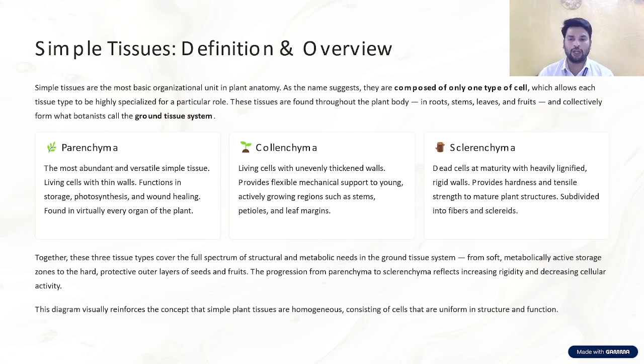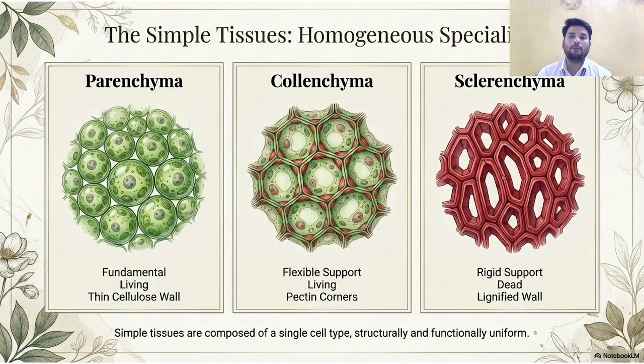Together, these three tissue types cover the full spectrum of structural and metabolic needs in the ground tissue system, from the soft, metabolically active storage zones to the hard protective outer layers of seeds and fruits. The progression from parenchyma to sclerenchyma reflects increasing rigidity and decreasing cellular activity. This diagram reinforces the concept that simple plant tissues are homogeneous, consisting of cells that are uniform in structure and function.